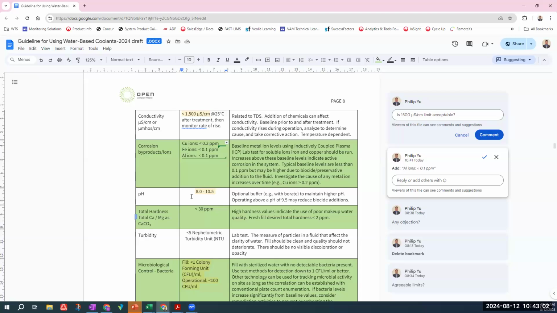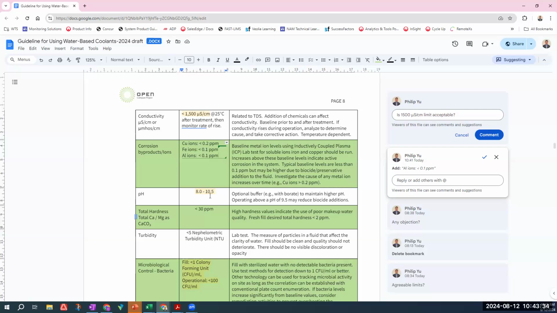Then comes the pH control limit. We set it up to be a wider range between 8 and 10.5. 8 to 8.5 is actually very compatible with aluminum. But if you raise the pH to over 9, it will be corrosive for aluminum. But for copper and iron, it should be fine.